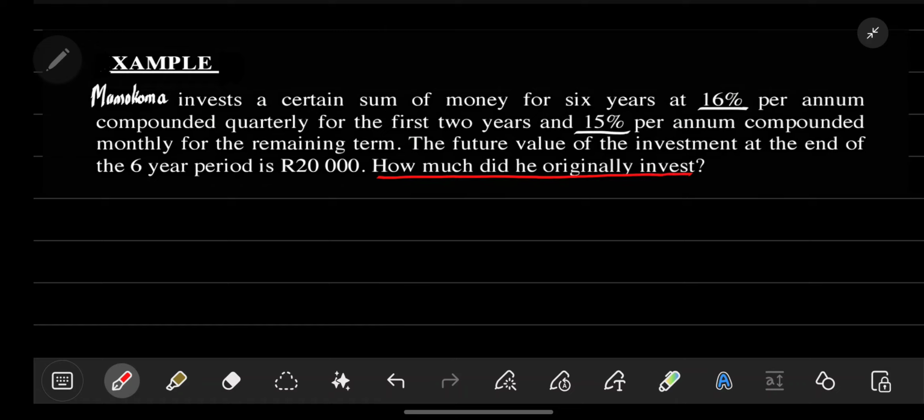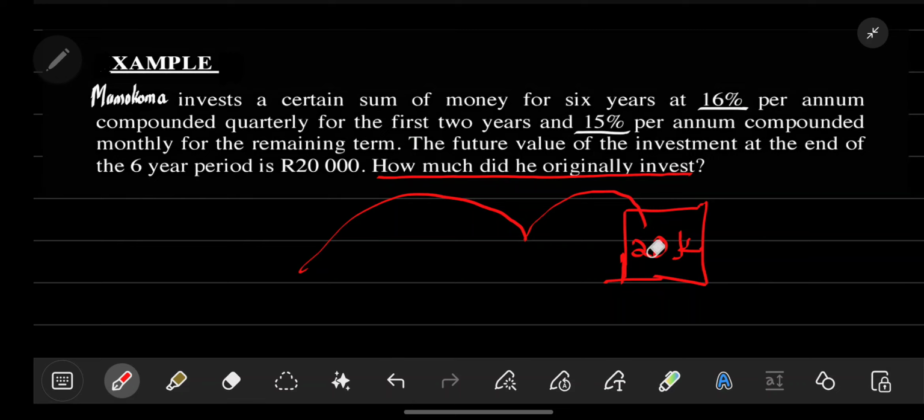Okay, I haven't read the text yet. I'm just making some important highlights. They want to know how much he originally invested. So basically what's happening here is that we are given the amount of money in future, I think, which is 20,000, 20k, and we want to know how much this person is supposed to invest to get that amount of money. So we are moving from the future, going back into the past and then coming back to the present.